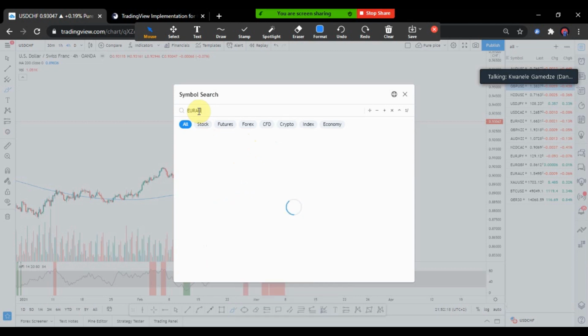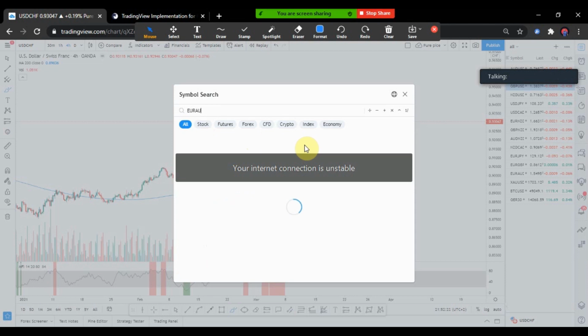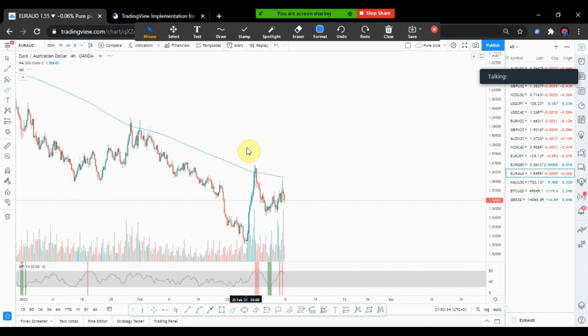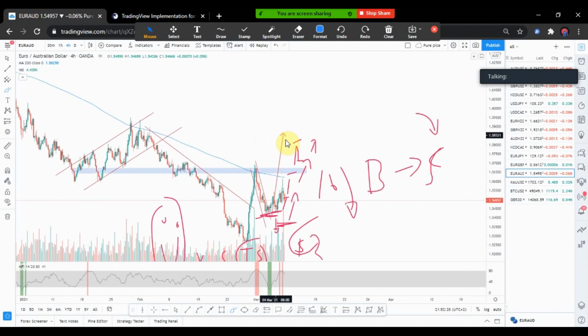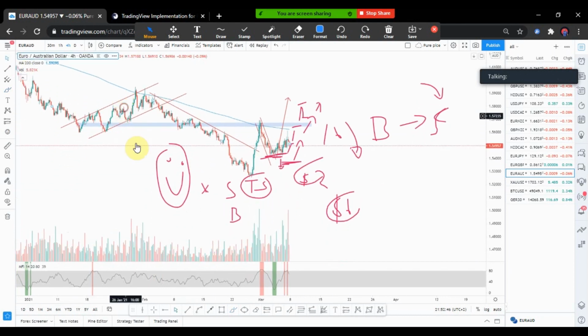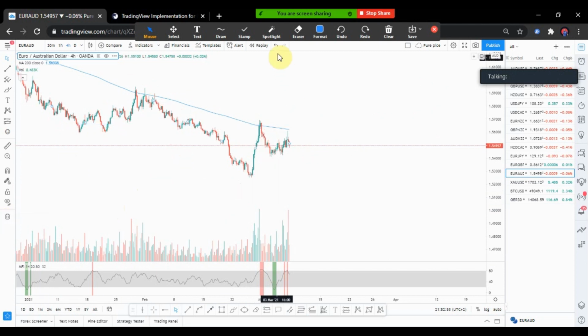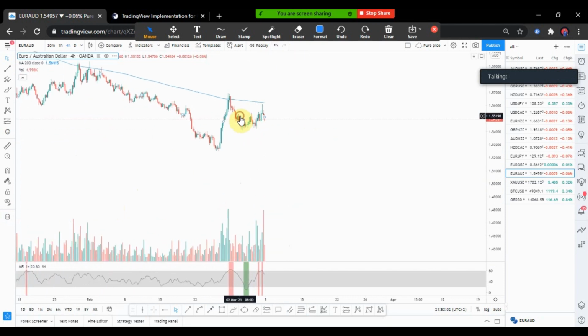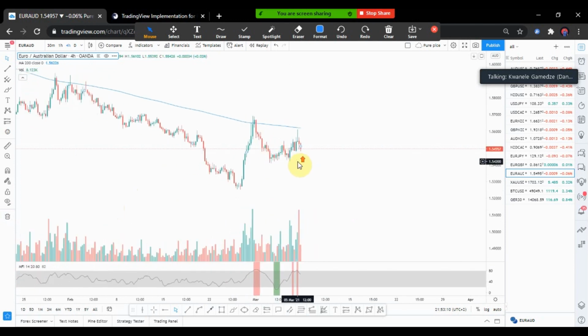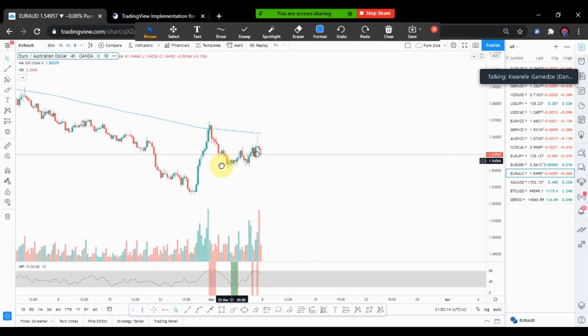Euro Aussie. Why am I searching here? Because I have it on, my internet is unstable. I think this was on Friday. All these drawings were from Friday, or maybe I was teaching someone, but I don't remember. So let's erase everything, but I'm just going to emphasize what I taught. I didn't mentor anyone yesterday or today. I was kind of busy.